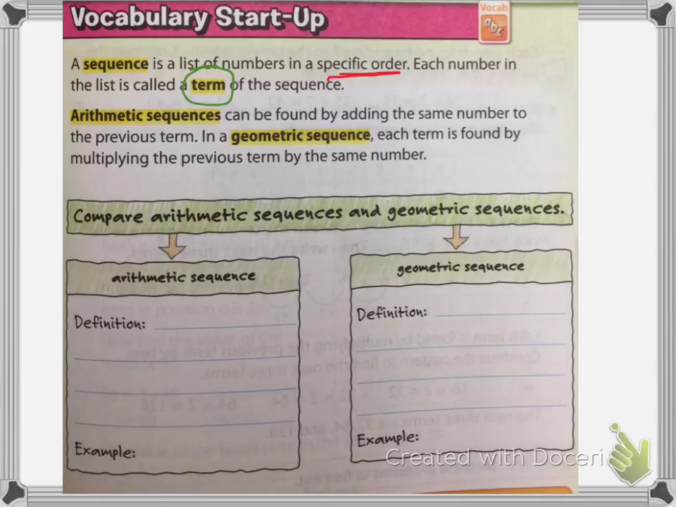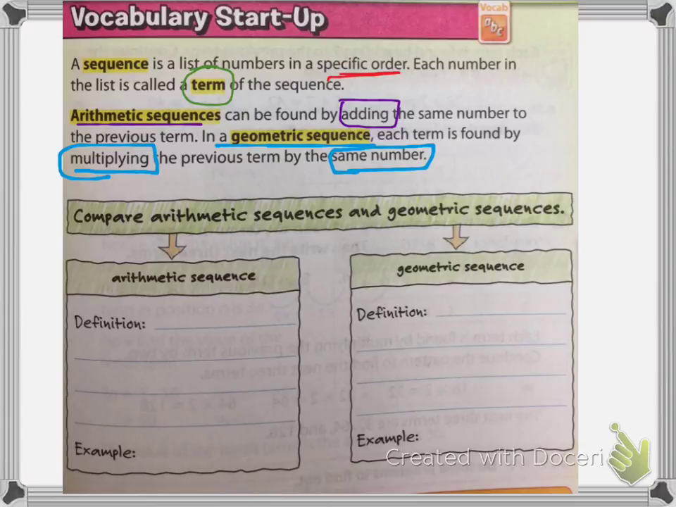Arithmetic sequences, okay, so we've got two different types here. We've got an arithmetic sequence. It can be found by adding the same number to the previous term. So the key part here is the word adding. And then in the next one, it says in a geometric sequence, each term is found by, let's go ahead and underline geometric. Each term is found by multiplying the previous term by the same number. By the same number, that's important as well.